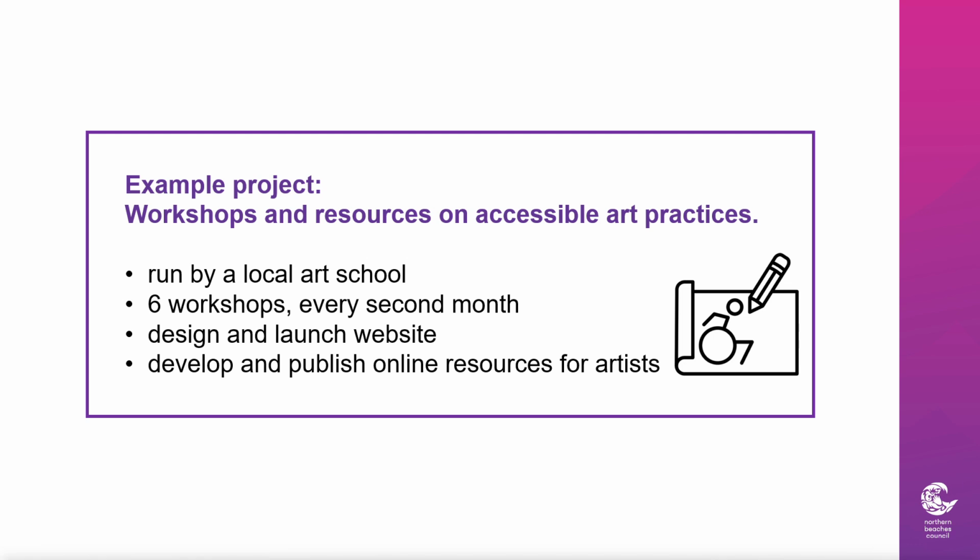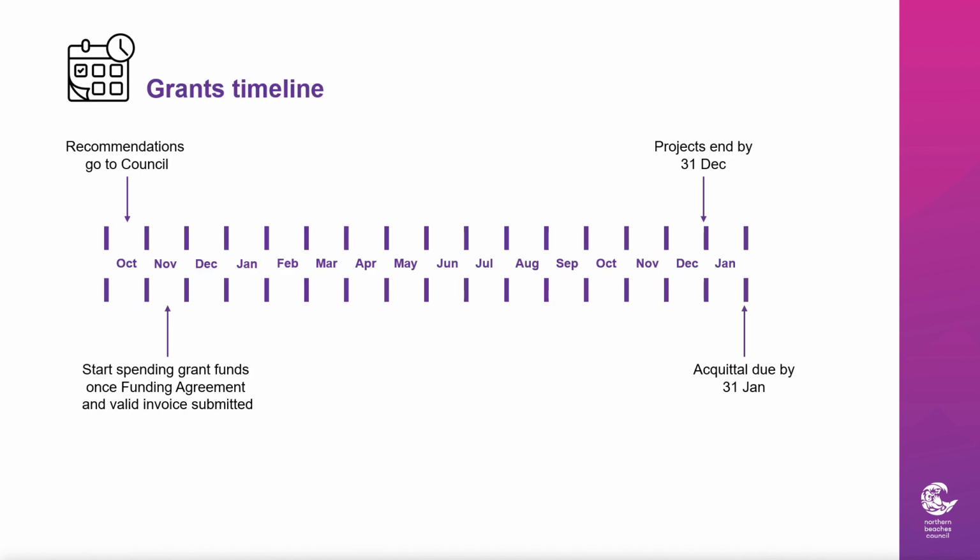We'll use an imagined project to illustrate the process. In this example, a local art school would like to run a series of workshops and develop resources on accessible art practices. They are hoping to improve accessibility for practitioners in the Northern Beaches. They would like to schedule 6 workshops, one every 2 months. They also plan to design and launch a new website to share the resources they develop.